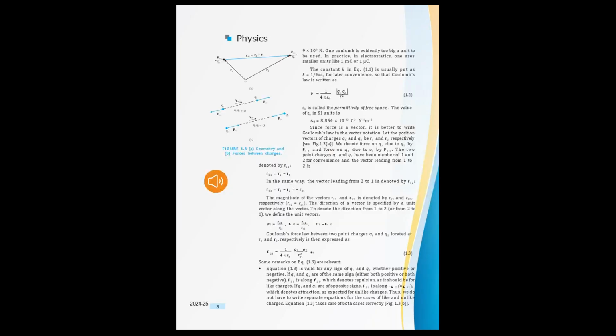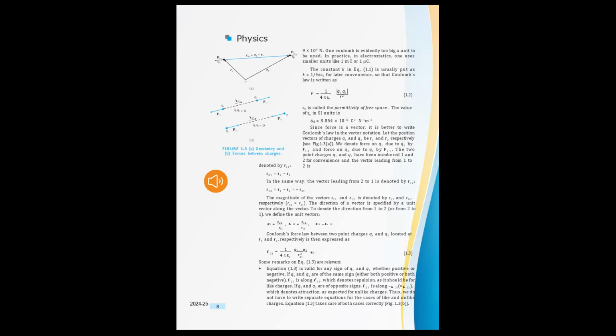One coulomb is evidently too big a unit to be used. So in practice, in electrostatics, you can use smaller units like 1 millicoulomb or 1 microcoulomb. The constant k in equation 1.1 is usually put as k = 1/(4πε₀) for later convenience, so that Coulomb's law is written as F = (1/(4πε₀)) Q1 Q2 / r², where ε₀ is called the permittivity of free space.